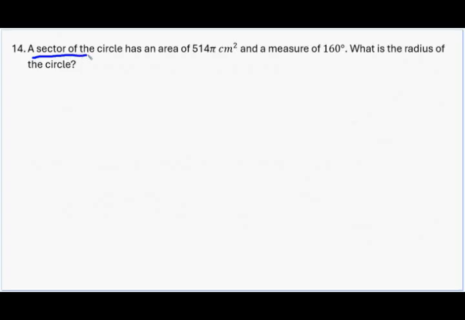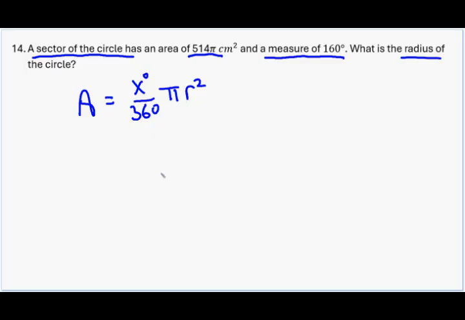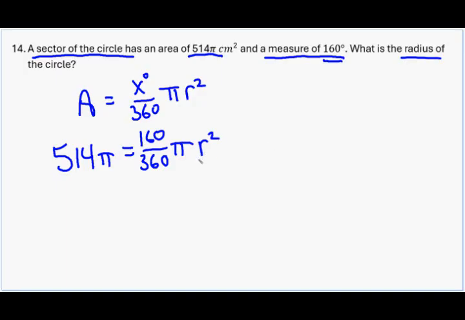14. Area of a sector has this area, 514 pi centimeters squared. The arc that cuts it out is 160 degrees. What is the radius? So let's see here. Area of a sector of a circle, area equals x degrees over 360 times pi r squared. Area is given, 514 pi. That's equal to our angle, 160 over 360, and then we have our pi, and then finally r squared. That's what we're solving for, r squared.